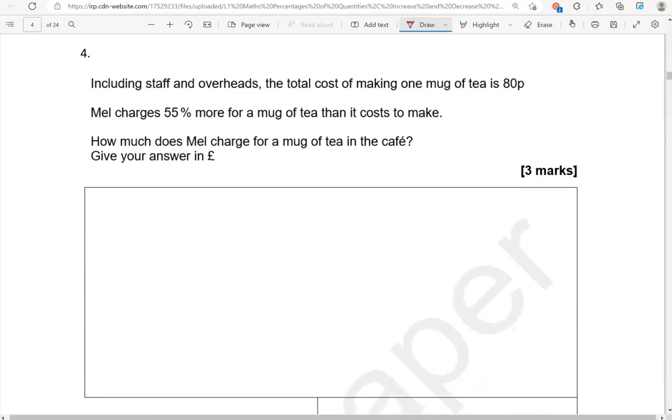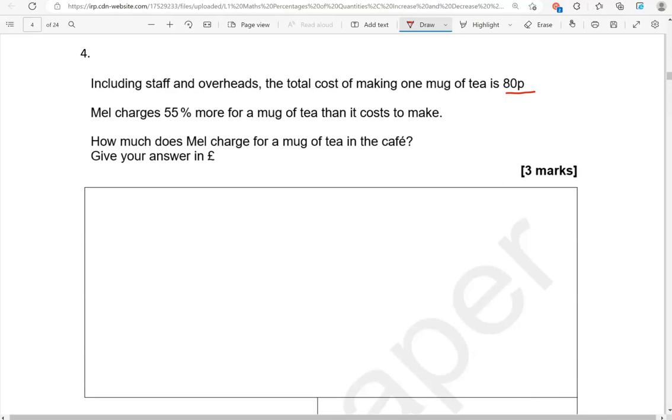Including staff and overhead, the total cost of making 1 mug of tea is 80p. Mel charges 55% more for a mug of tea than it costs to make. How much does Mel charge for a mug of tea in the cafe? Give your answer in pounds.